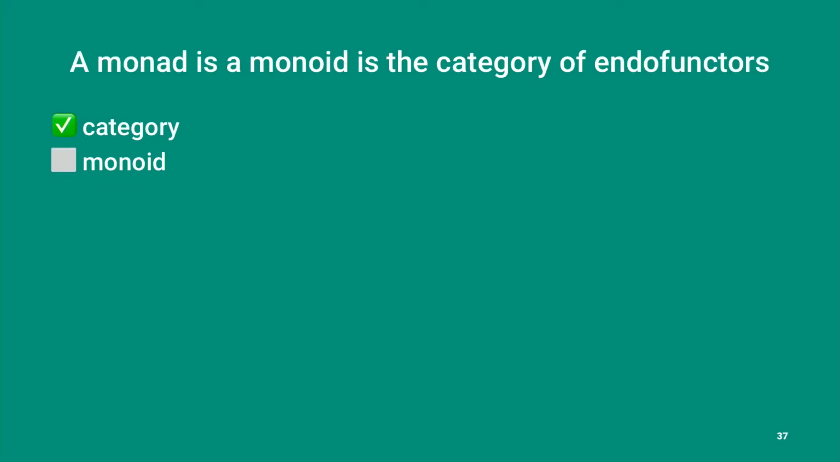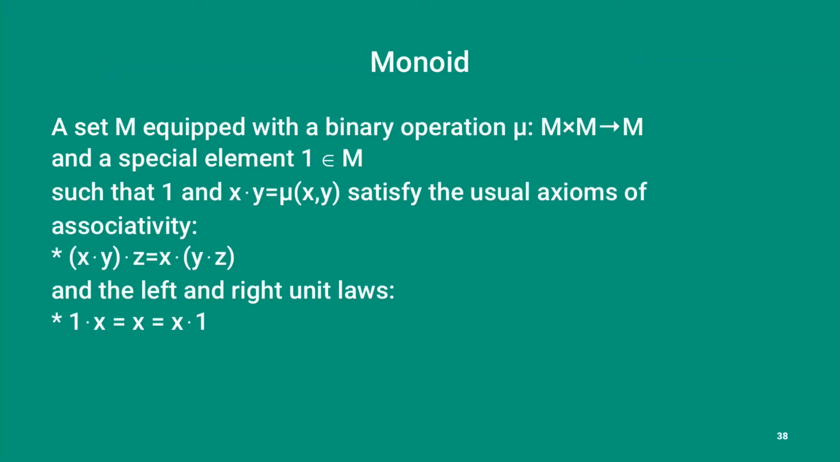A monad is a monoid in the category of endofunctors. So we just said what a category is. Turns out that a monoid is just a type of category. More generally, a monoid is a category with a single object. It's a set that's equipped with a binary operation, similar to multiplication, where you've got the identity and the operation that also satisfy associativity and identity on the left and the right.